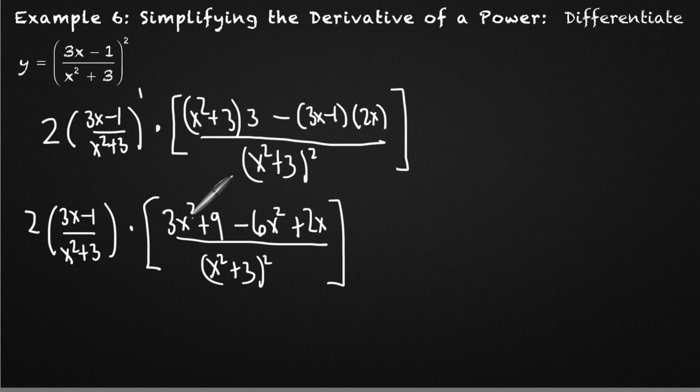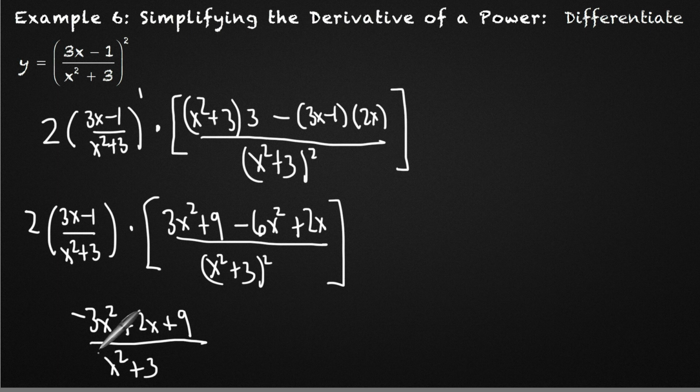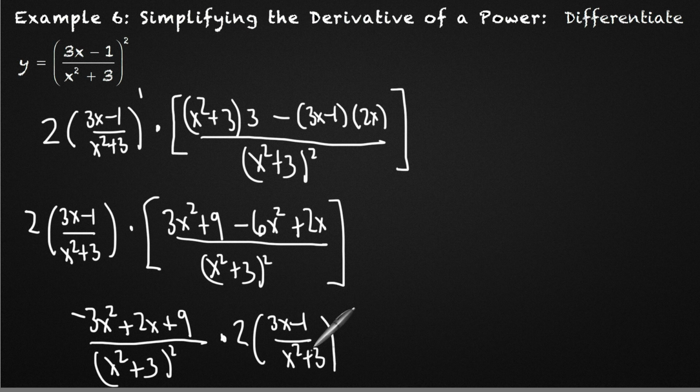All right, let's see if we can simplify this further. 3x squared and negative 6x squared is a negative 3x squared plus 2x plus 9. And this is over x squared plus 3 all squared. And all of this is still times 2 and 3x minus 1 over x squared plus 3. All right, let's continue here. Tell you what, I'm going to make a little divider here so that we don't get lost. And so I'm going to distribute this 2 into here and make this a 6x minus 2.